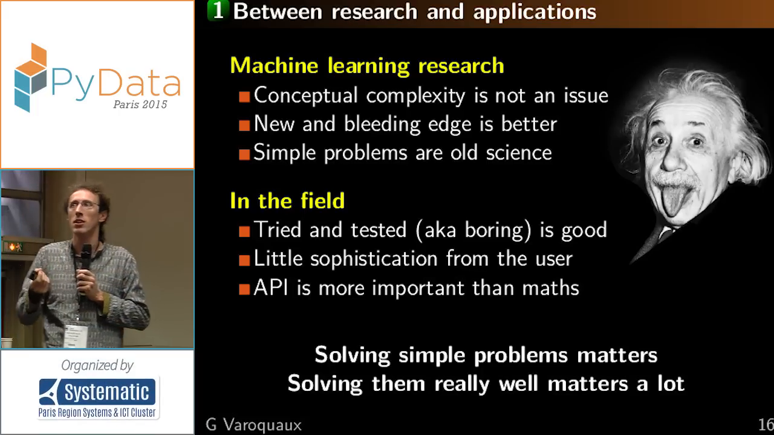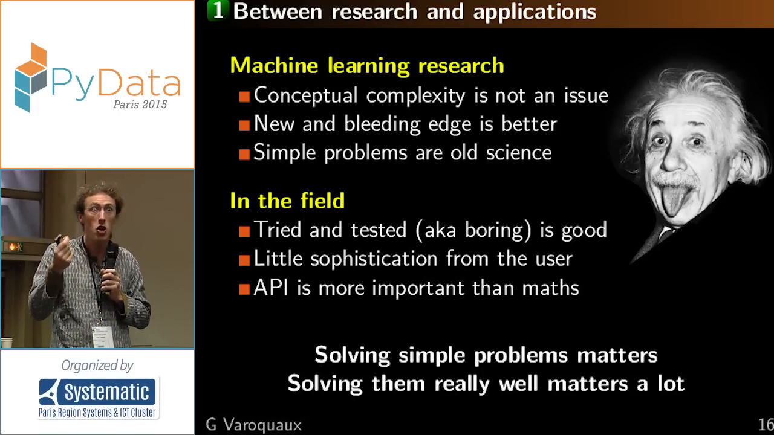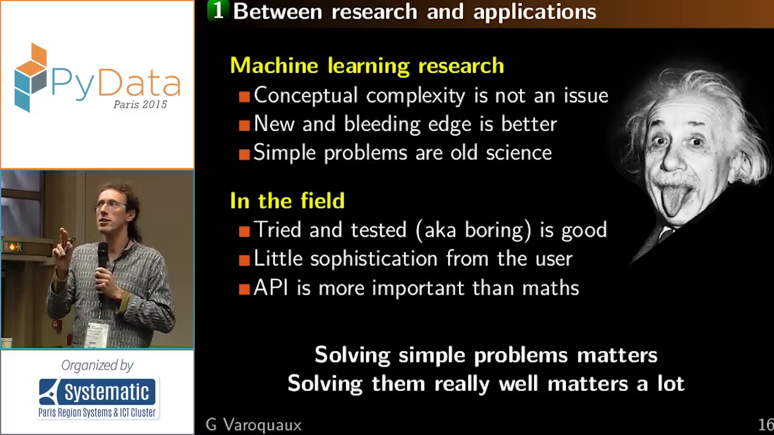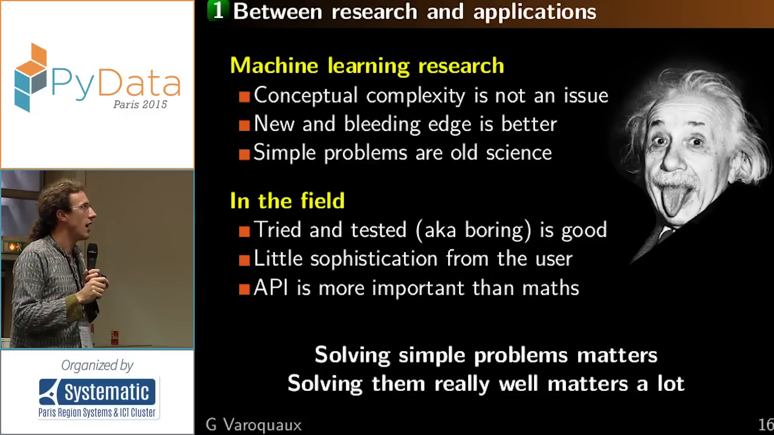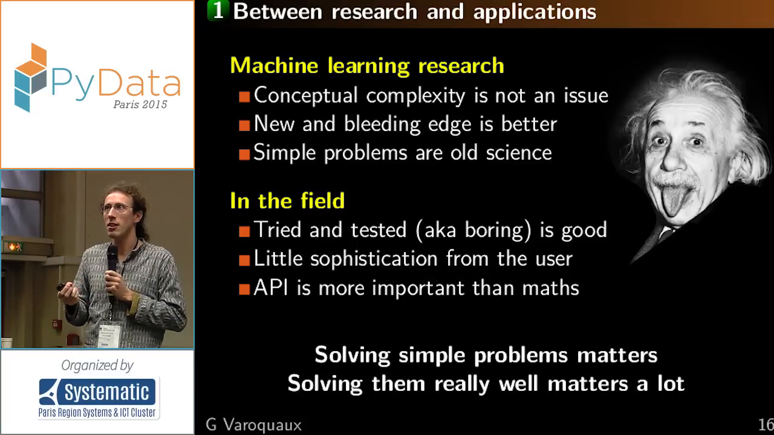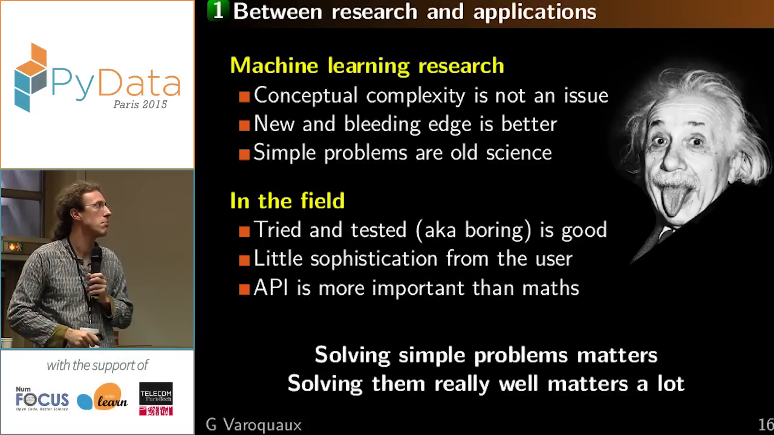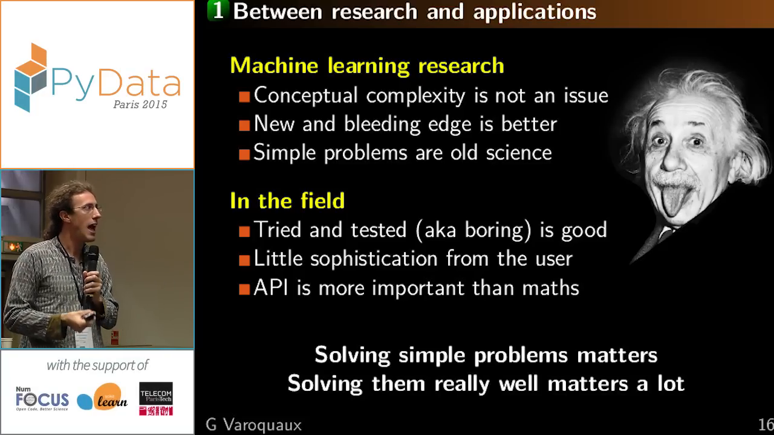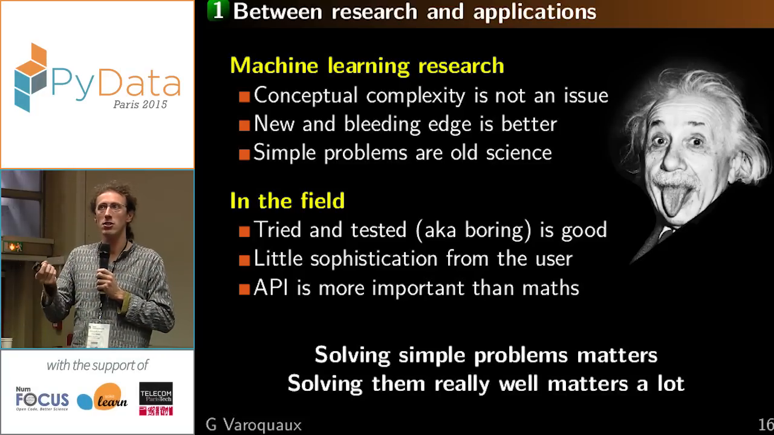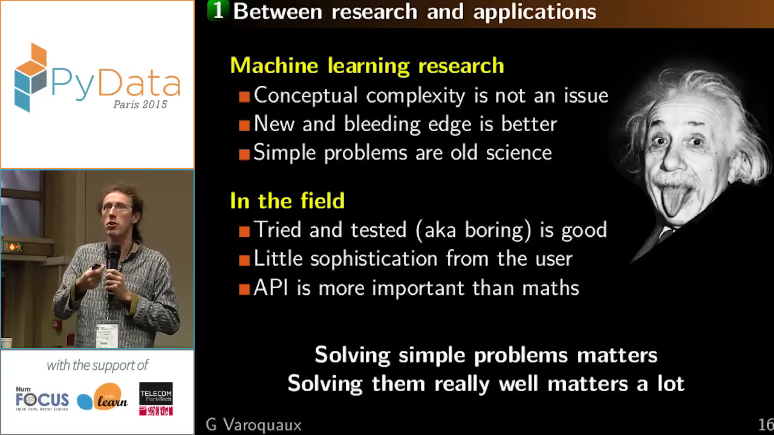Anything that's new is better. Just new is better. In science, we say novel. And simple problems are just old science. They're boring. We're not going to look at them. It shouldn't be simple. In the field, actually, tried and tested stuff, which means boring if you're doing research.